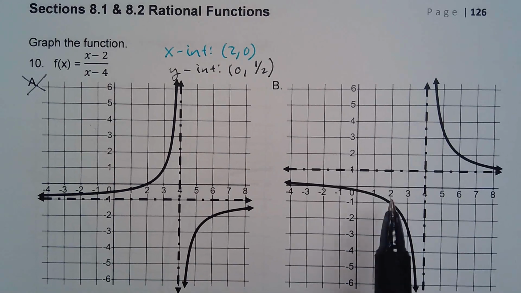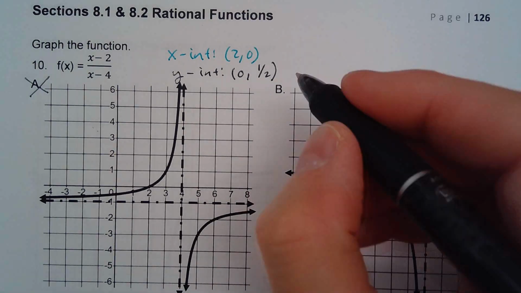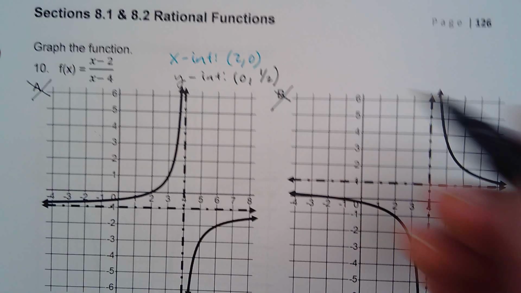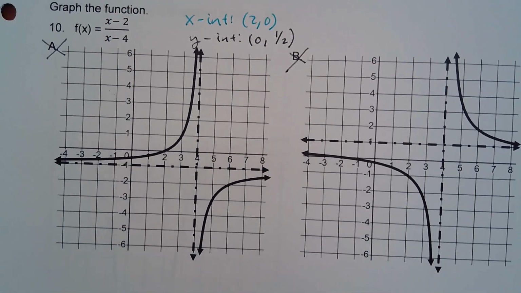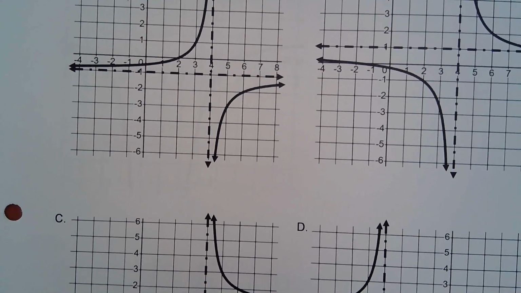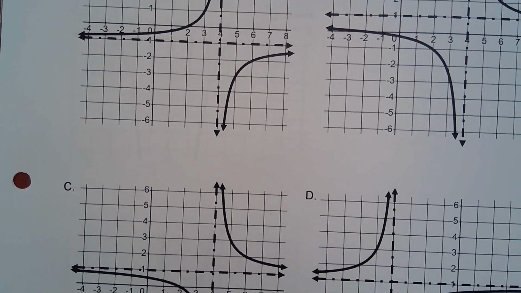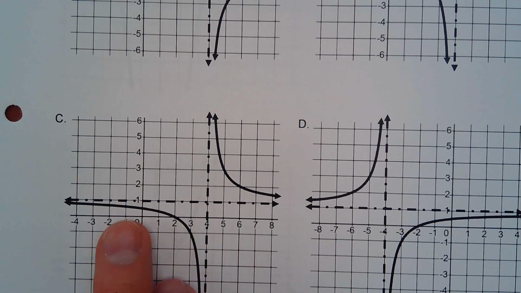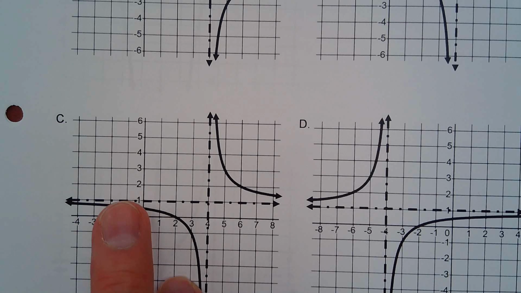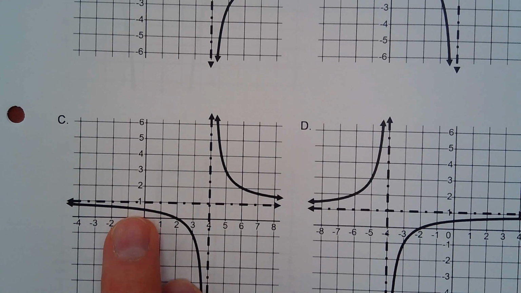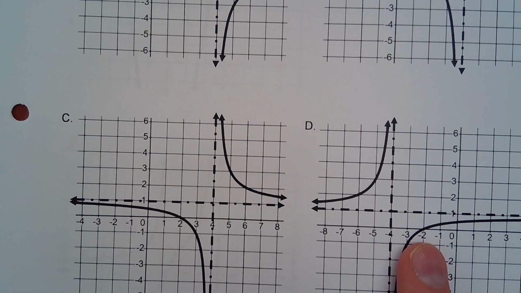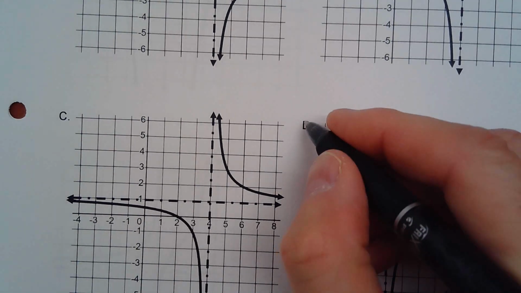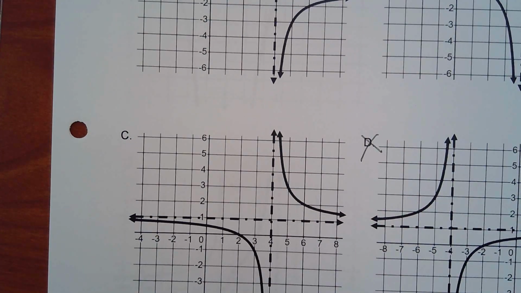Look at B. It does not have the correct x-intercept, so I'm going to toss those out. Looking at C, it does have the correct x-intercept and the correct y-intercept. So C is still in. D does not have the correct x-intercept. So it looks like my answer choice should be C.